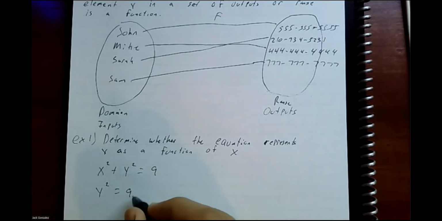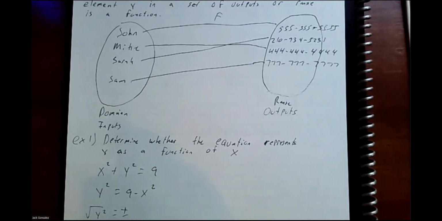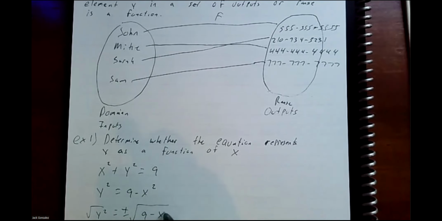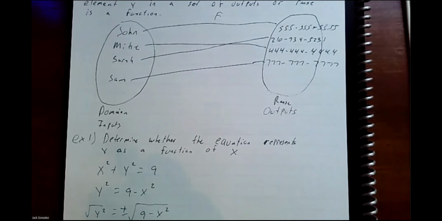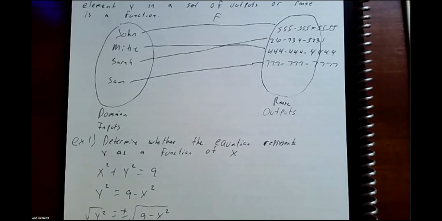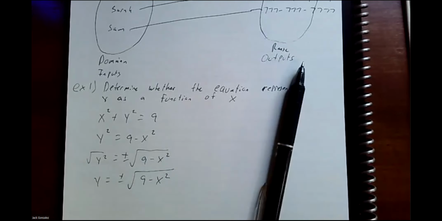So subtract the x squared. Square root both sides. Remember, we have to tack on the plus or minus over here. So the fact that you have a plus or a minus is pretty much going to be the reason it's not a function. Let's go ahead and graph it so you can see the reason.